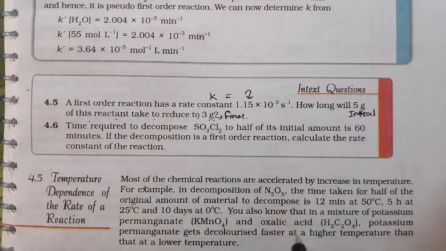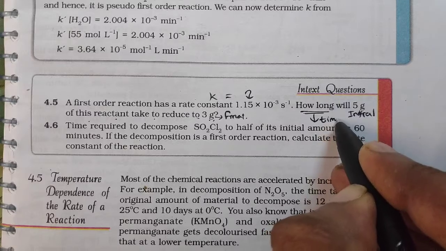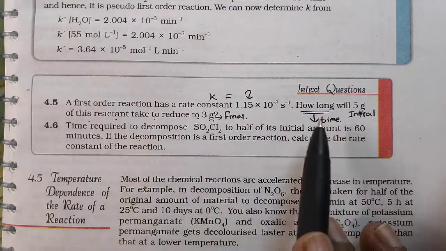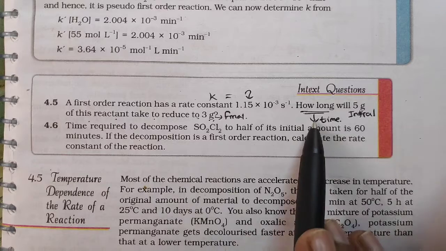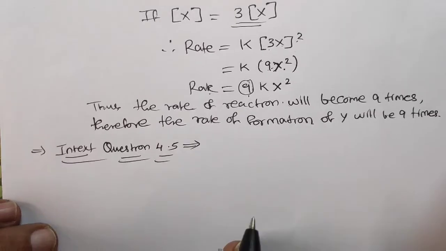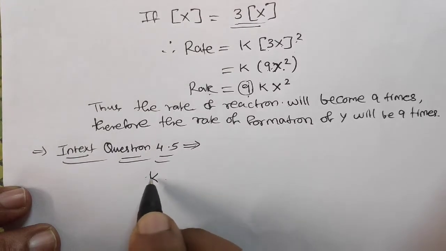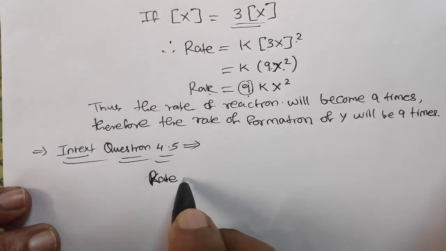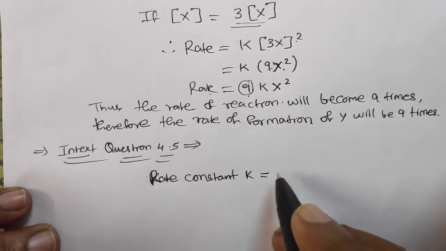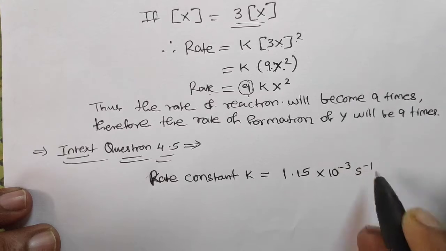When we use the words "how long", it means you have to calculate time. What do you have to calculate? Time. Understood? As it is a first order reaction, it will be easy for you to write the formula, and time we have to calculate. Now from the data given in your textbook you can see k, the rate constant, k is equal to 1.15 into 10 raised to minus 3 second inverse.